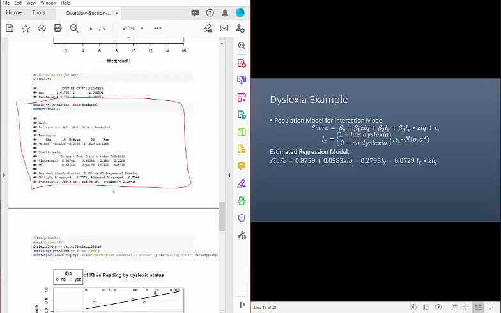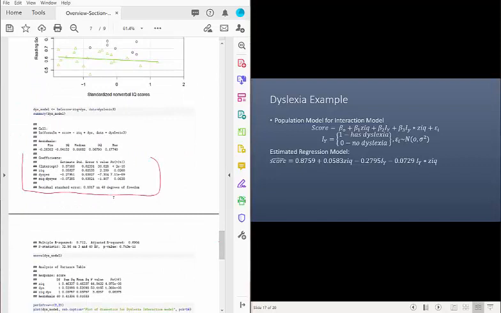The estimated regression model shows the predicted reading accuracy score is equal to the y-intercept from this model, looking at our estimates, of 0.8759 plus the slope coefficient of 0.0583 times the variable ZIQ, which is the nonverbal IQs, minus the slope coefficient 0.2795 times the indicator variable for yes, those that do have dyslexia, minus 0.0729 times the indicator variable times the ZIQ variable.